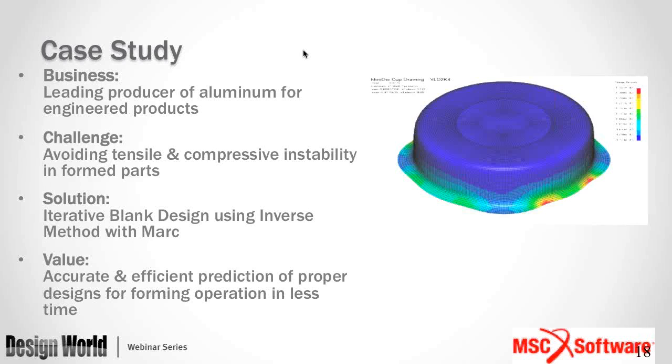Here is another case study that involves an aluminum product manufacturer. Tensile and compressive instability in sheet metal forming processes causes very serious defects in the design of products. Correcting this problem was previously done by trial and error, which was extremely costly, very inefficient, and also very time consuming. So in this case, customers developed their own methodology using the nonlinear analysis as the driver.